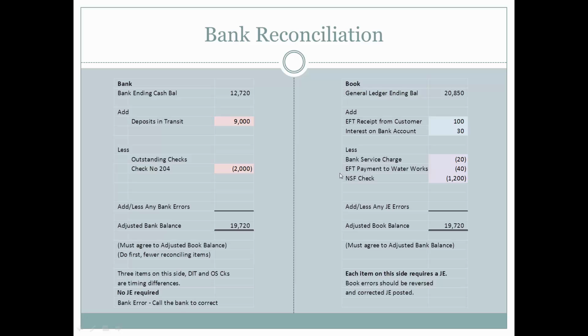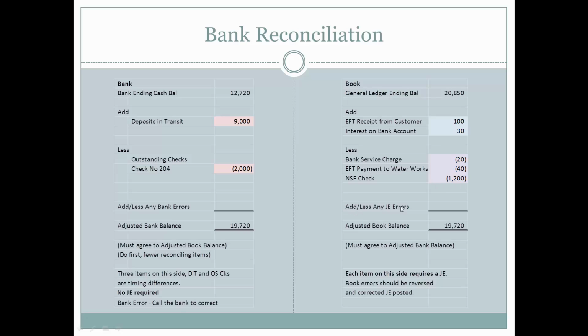We also have the electronic funds transfer, the payment to Waterworks, that we must also record in the general ledger. And then the NSF check. We won't know about these till we receive the bank statement. And there also could be NSF check fees associated with NSF checks. Typically, a company will charge the customer whose check was NSF for the fees so that they aren't absorbing the cost associated with assuming that the customer had given them a good check.